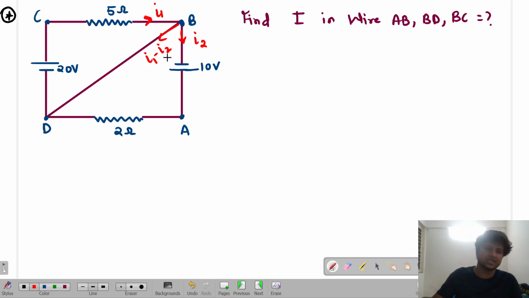Why? Because there is no resistor, so no need to include this equation of I1 minus I2. That's why I'm not considering this. Are you able to get me? Because if I include I1 minus I2 over here, then there are once again two variables or not.